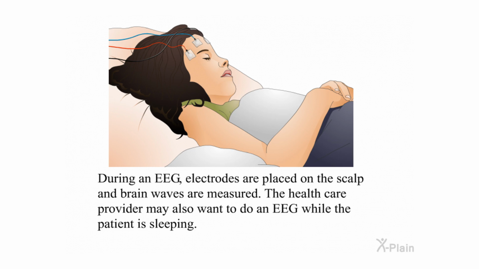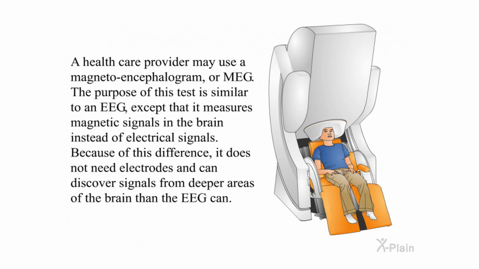During an EEG, electrodes are placed on the scalp and brainwaves are measured. The healthcare provider may also want to do an EEG while the patient is sleeping. A healthcare provider may use a magnetoencephalogram, or MEG. The purpose of this test is similar to an EEG, except that it measures magnetic signals in the brain instead of electrical signals. Because of this difference, it does not need electrodes and can discover signals from deeper areas of the brain than the EEG can.